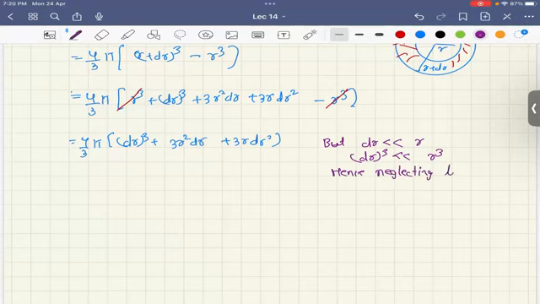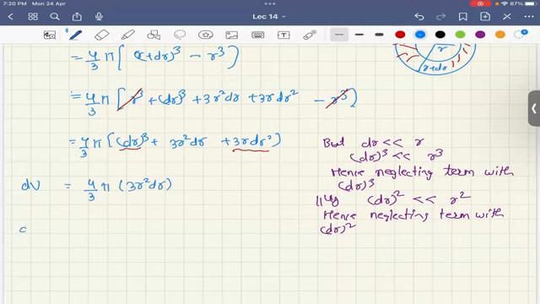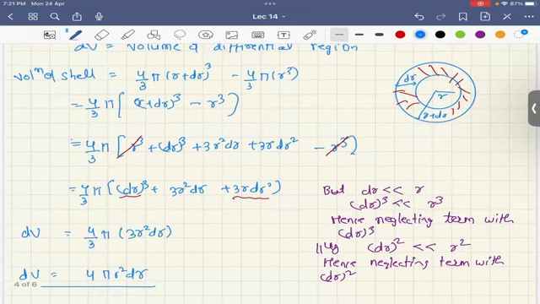Hence we neglect the term dr cube. Similarly, dr square is very much less than r square, hence we neglect the term with dr square. So we end up with dV equal to 4 by 3 pi into 3 r square dr, which is 4 pi r square dr. And this is what we are going to include in this expression.